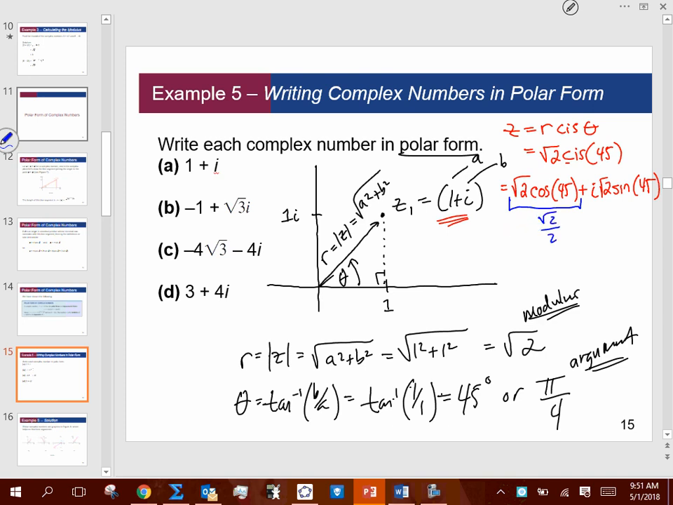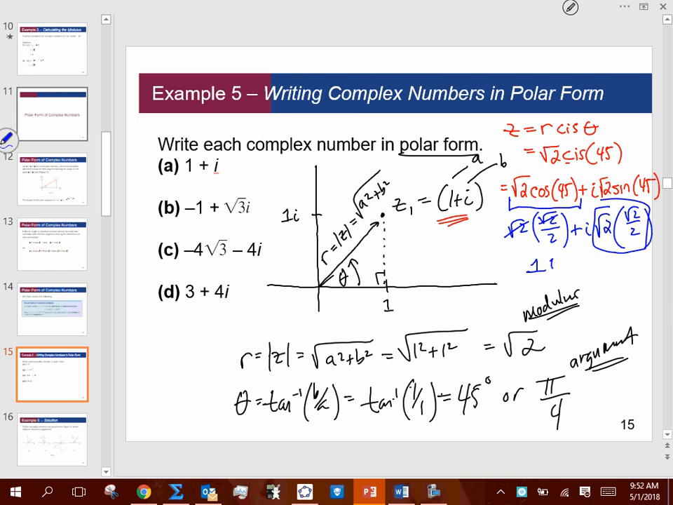Root 2 over 2. So that's cosine of 45, and you've got this root 2 out front, right? Then you've got your I, you've got root 2, and now what's sine of 45? Root 2 over 2. Root 2 over 2 times root 2? Yeah, that product up top is going to give me 2. 2 divided by 2 gives me 1. Same thing over here. Root 2 times root 2 is 2. 2 divided by 2 is 1. So that all goes to 1.